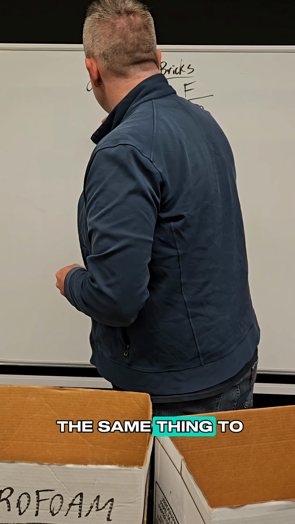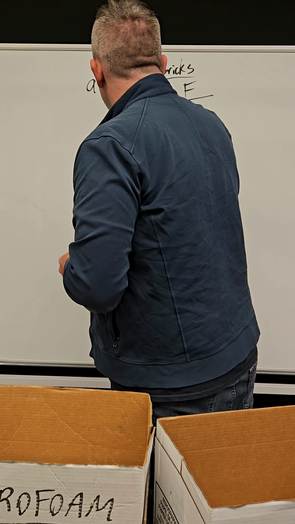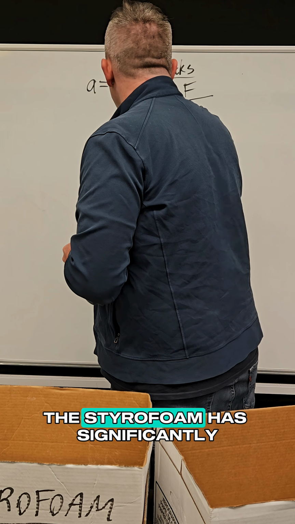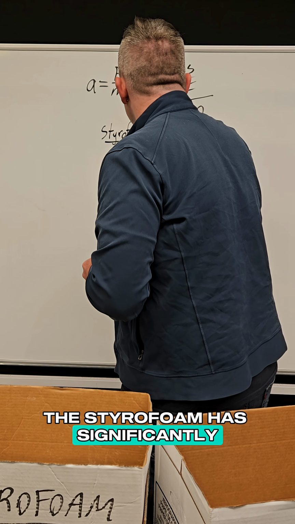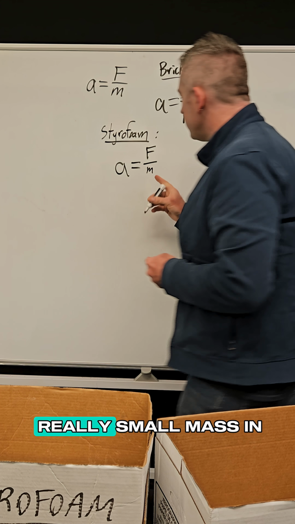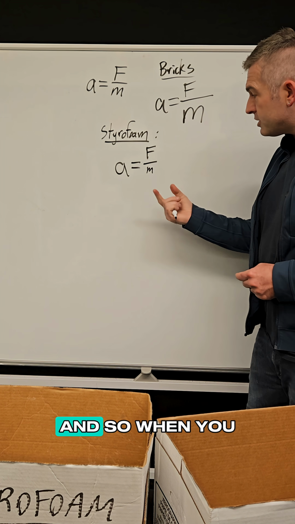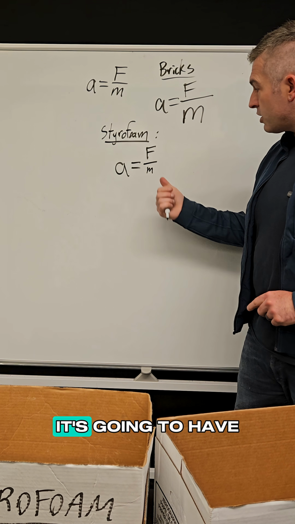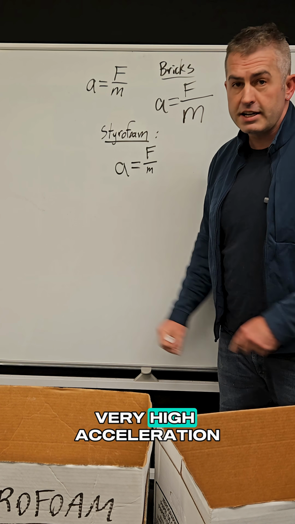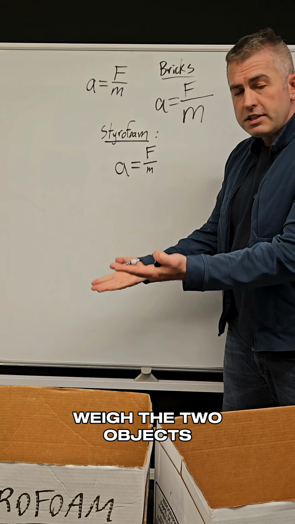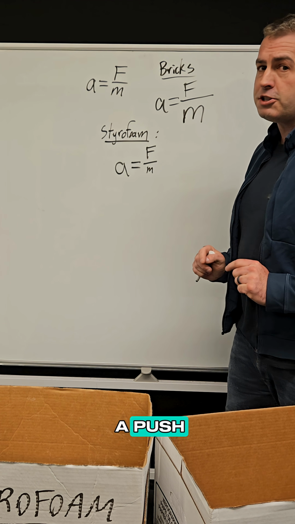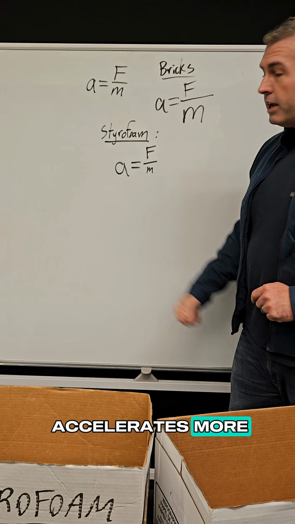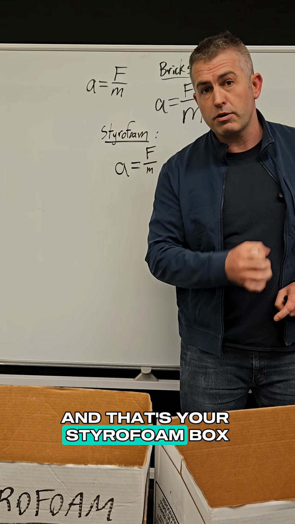But when we do the same thing to the styrofoam, what's the difference? Well, the styrofoam has significantly less mass. So it has a really small mass in the denominator. And so when you push that object, it's going to have a very, very high acceleration. So although we can't weigh the two objects, we can give them a push, and the one that accelerates more is the one with less mass, and that's your styrofoam box.